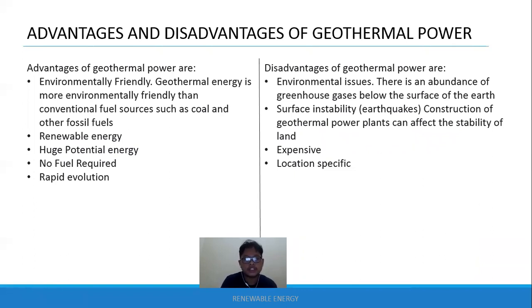And there are disadvantages of geothermal power. The first is environmental issues. There is an abundance of greenhouse gases below the surface of the earth. The second is surface instability or earthquakes. Construction of geothermal power plants can affect the stability of the land. And the third is expensive. And the last one is location specific. So we cannot build this geothermal power plant in a random location. We have to make sure there is a big benefit to installing the geothermal power plant.